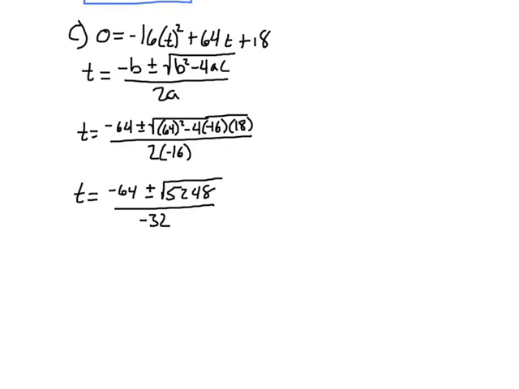Okay, well great. Keep working. What's the square root of 5,248? 72.4. Yeah, 72.4. We can round it. That's fine. So negative 64 plus and minus 72.4, all over negative 32. Well, again, we've got to find our two answers. So you've got to take negative 64 plus 72.4 and then divide that by negative 32. So we get our time to be approximately negative 0.27, right?